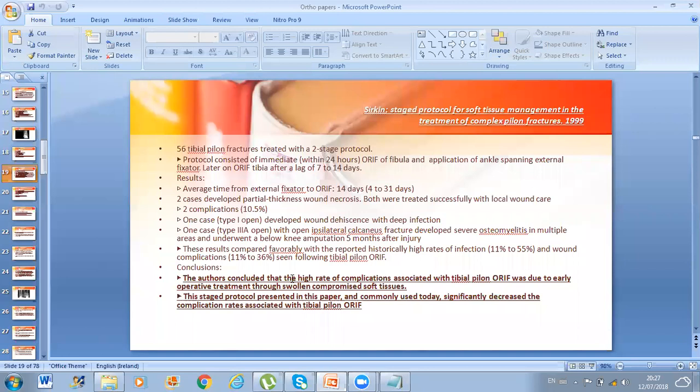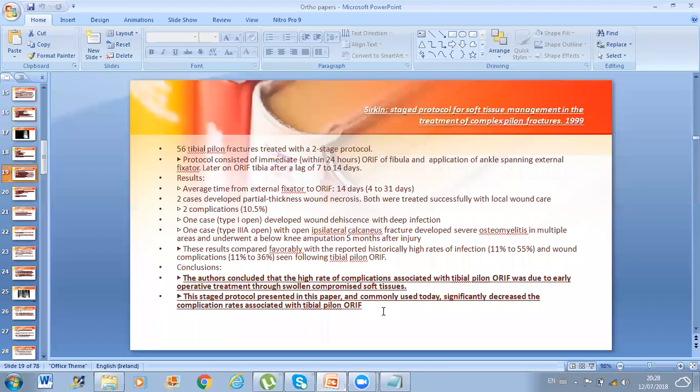Okay. The author concluded that the high rate of complication associated with tibial pilon ORIF was due to early operative treatment through swollen, compromised soft tissues. The staged protocol presented in this paper and commonly used today significantly decreased the complication rate associated with tibial pilon fracture. So whenever in the exam you can quote this paper, and even up till now, like the last 20 years, we have been doing the same for pilon fractures.